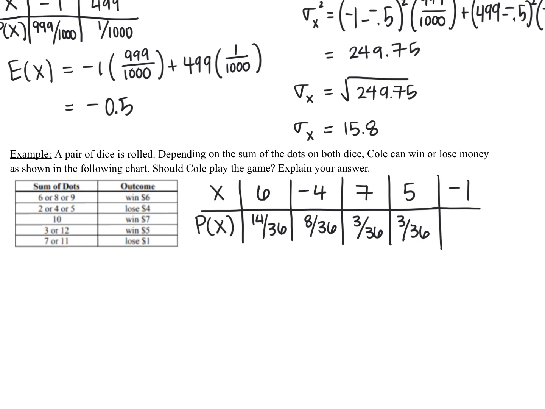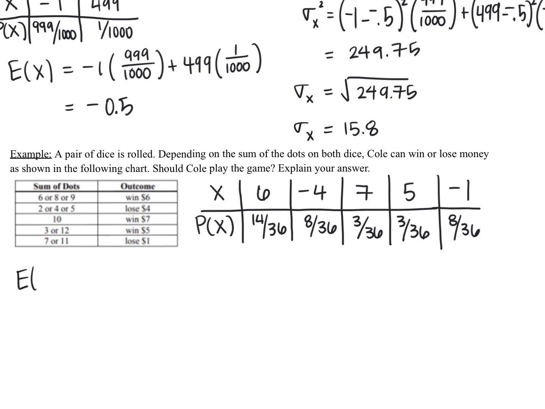And you lose $1 if you get a 7 or 11. There's 6 ways to get a 7. And there are 2 ways to get 11. So that is 8 out of 36. And if we check, we add 14 plus 8 plus 3 plus 3 plus 8. That is all of the potential outcomes when rolling 2 dice. So we do have a probability distribution.